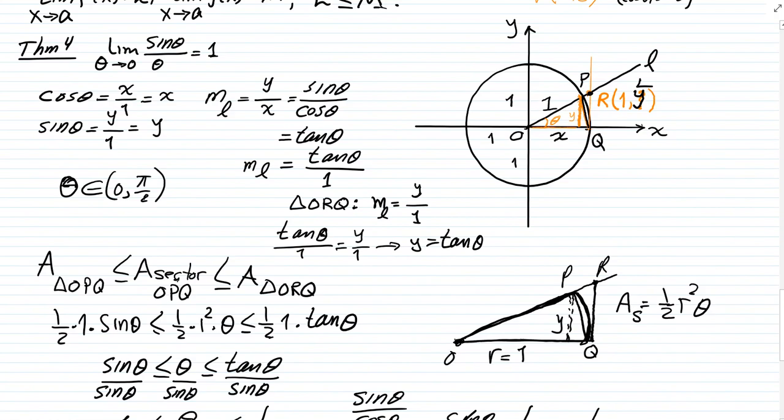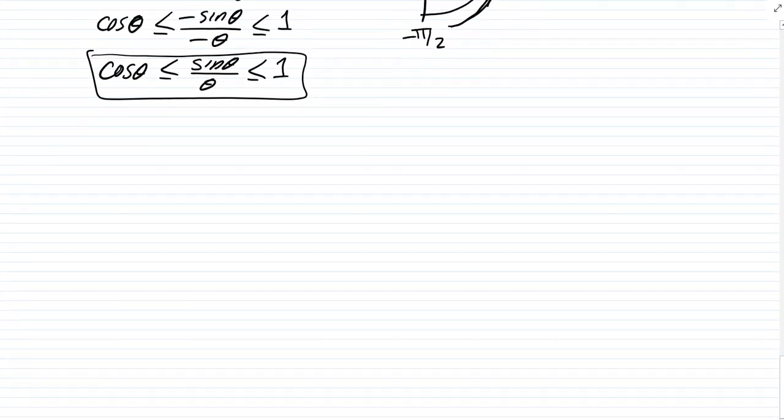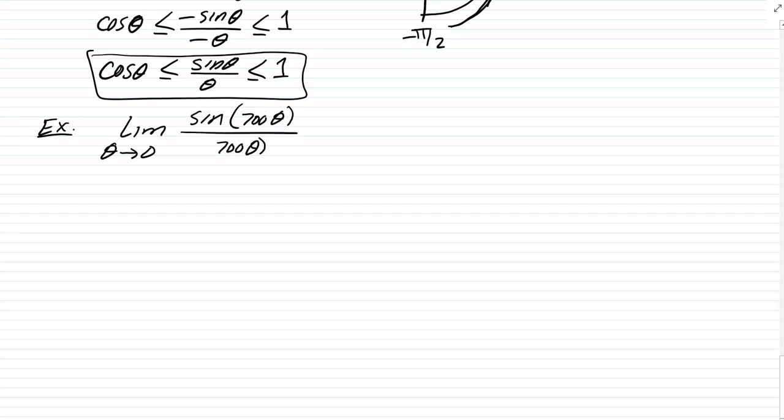So the limit of sine theta over theta is 1. Now, one thing, let me make something quick here. When we say theta is a measure of an angle, right? So if I want to find the limit as theta goes to 0 of sine 700 theta over 700 theta, you see that? That's the measure of the angle. As long as the argument of sine and the denominator are the same, this is going to be 1. Why? Because it's in the form sine theta over theta. These two must be the same. Okay? And there we have it.